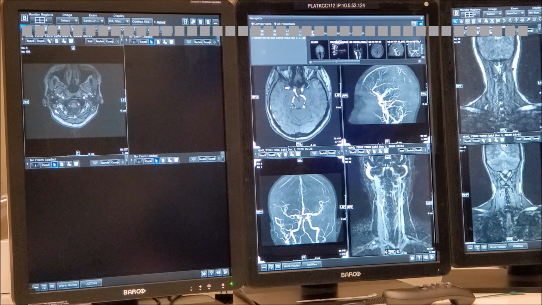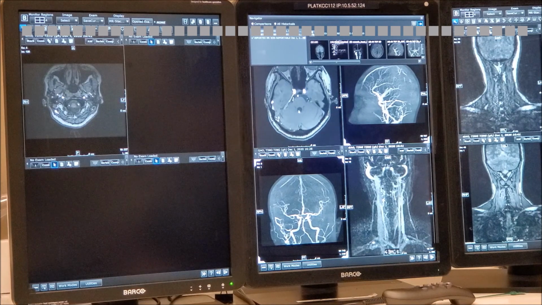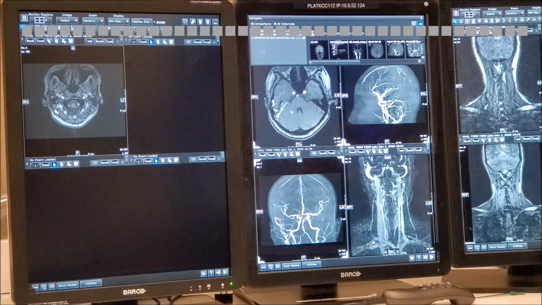Yes, ready. Okay, so what do you think of this MR? What can you tell me about this MR imaging? So there is arterial signal. Come a little closer. Sure. So it looks like arterial signal in the right transverse and sigmoid sinuses region, yes.